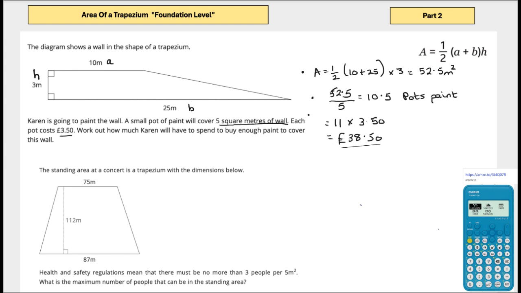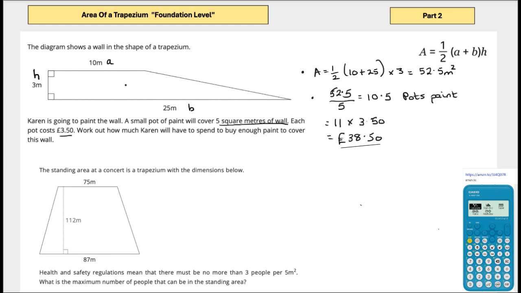So you're finding the full area of the shape first. Then you get all your like units. When I say unit, I mean a metre, centimetre, millimetre, whatever it is. Put them together and divide it, because then that's going to give you the output of what you need, and then times it by the amount of each pot of paint.